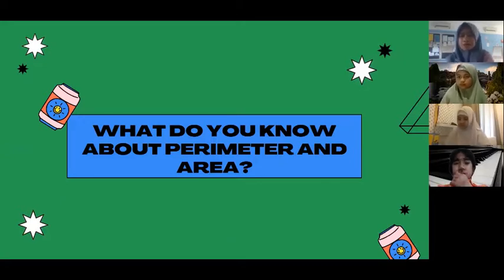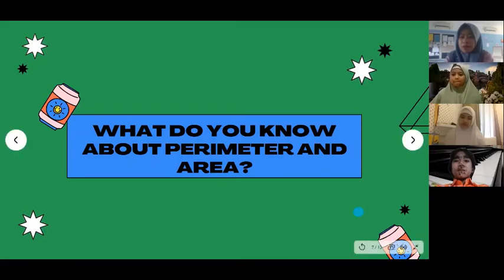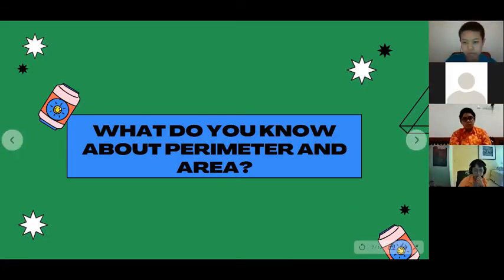Next, how about Aisha? What is your opinion about perimeter or area? You can choose which one or both of them. Like how to calculate area for a square and a rectangle, it's like side times height or length times width. Okay, thank you Aisha.